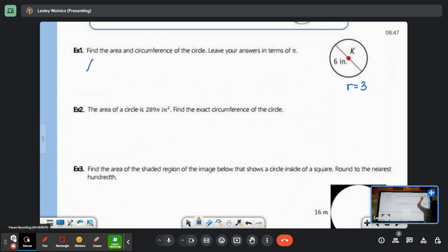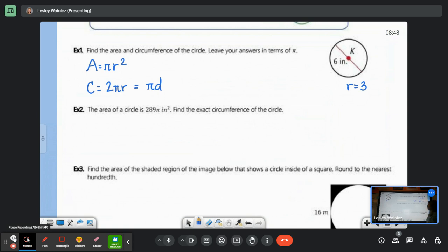So let's remind ourselves what the formulas are. Okay, so area: pi r squared. Circumference? 2 pi r. Okay, if you're fancy, you can use the alternate one, which would be diameter times pi. Or pi times diameter, I don't know. It doesn't matter, multiplication is commutative. That's not my favorite. I like the 2 pi r better.